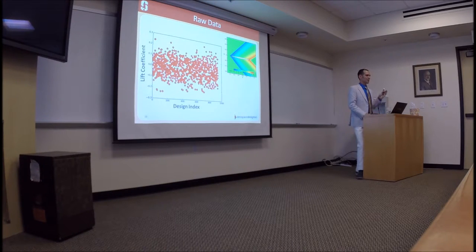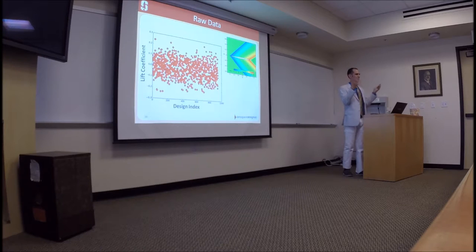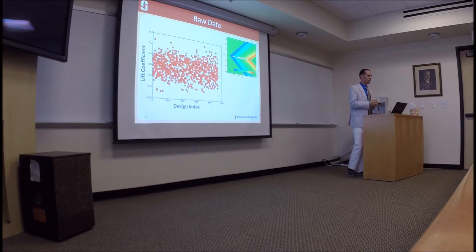If we look at the raw samples from collecting 900 randomly sampled designs within the design space, we get this behavior. I essentially just stacked lift up against design index to see that we have all this noise in our function if we vary our airfoil. We want to be able to pull useful trends from all of this data by looking at how the shape changes in the design space.